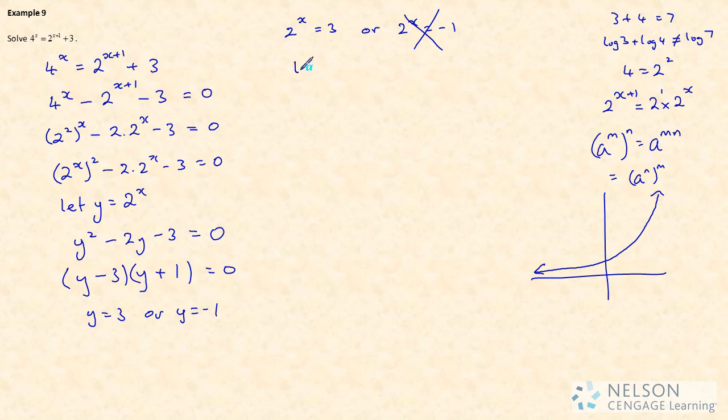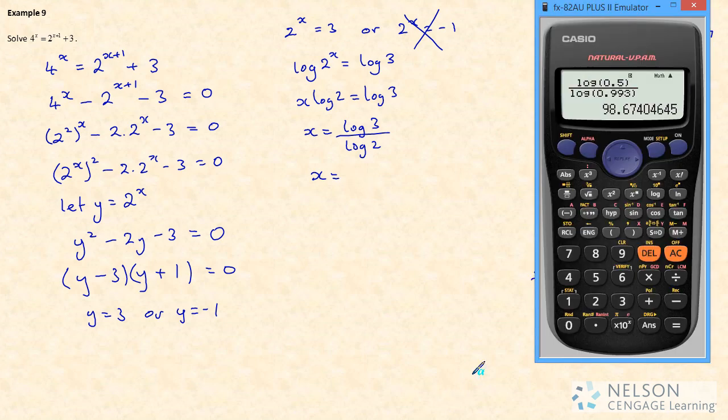Now for this one here, we can now say log 2 to the x is equal to log 3. Using a log law here, x log 2 equals log 3. So x is going to be log 3 divided by log 2. And then we could just calculate that. So we have log 3 over log 2, and that's 1.585.